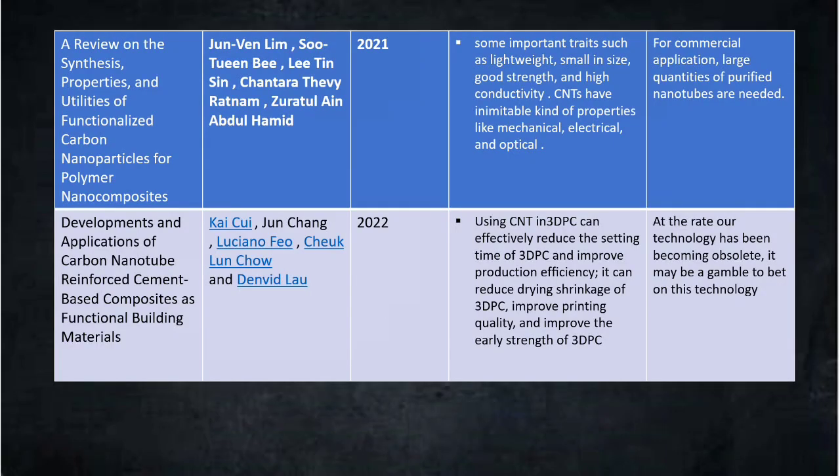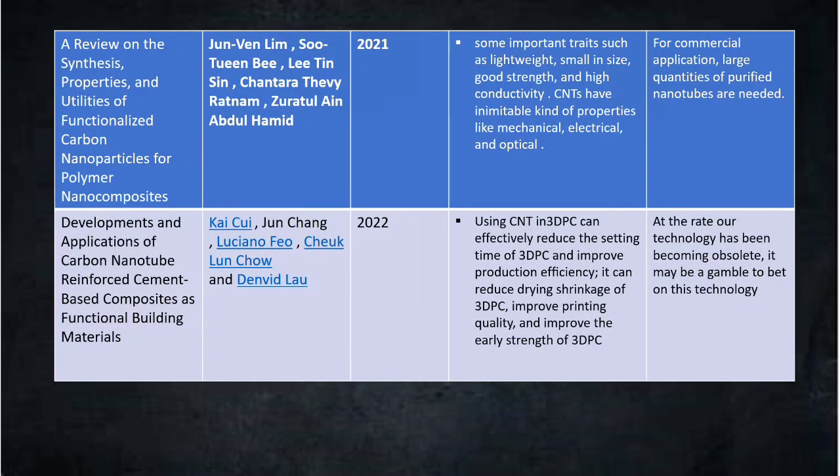And the next is a review on the synthesis, properties and utilization of functionalized carbon nanoparticles for polymer nanocomposites. The authors are John Van Lim, So Tun B, Lee Tinsin, Chantar V. Ratnam and others. It was published in 2021 and the pros are some important traits such as lightweight, small in size, good strength and high conductivity. CNTs have remarkable properties like mechanical, electrical and optical. The con is that for commercial applications, quantities of purified nanotubes are needed.